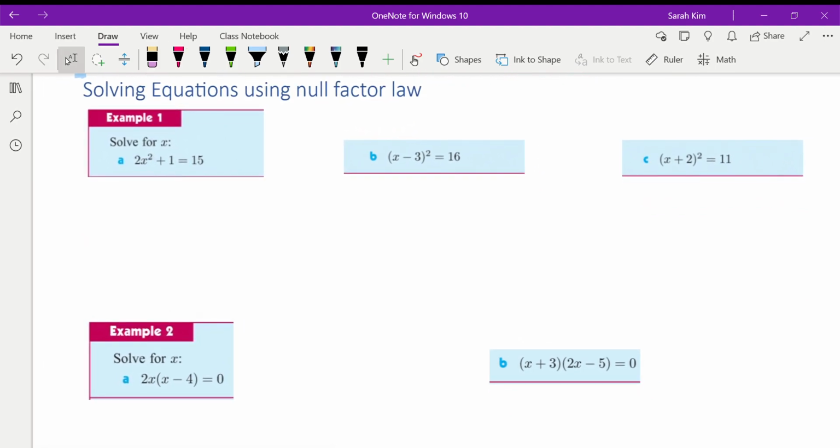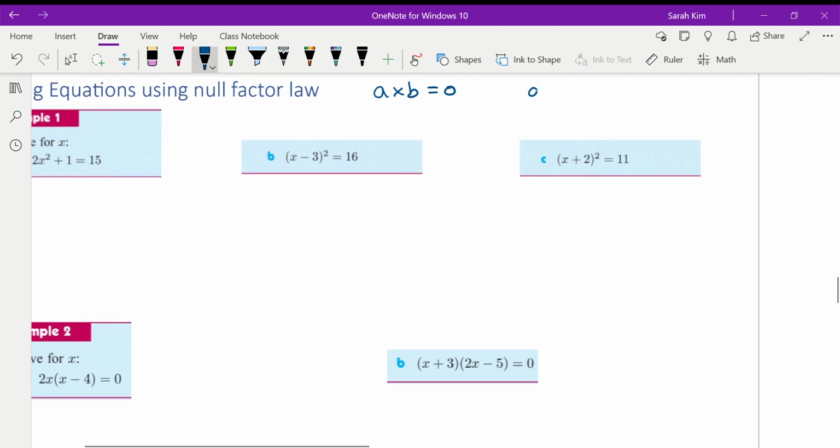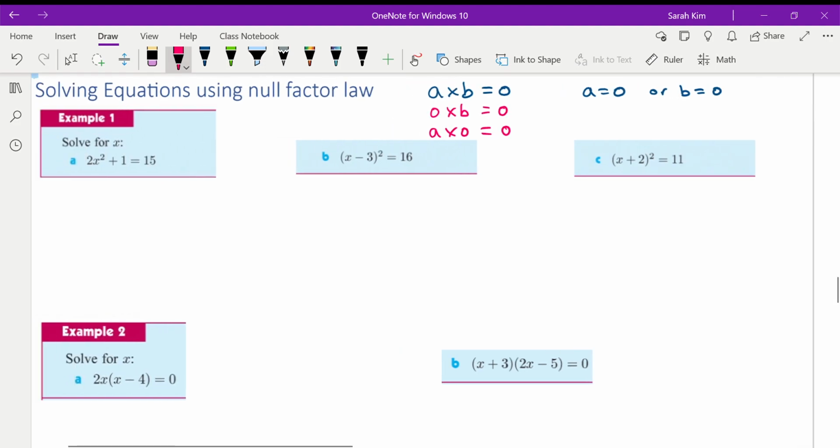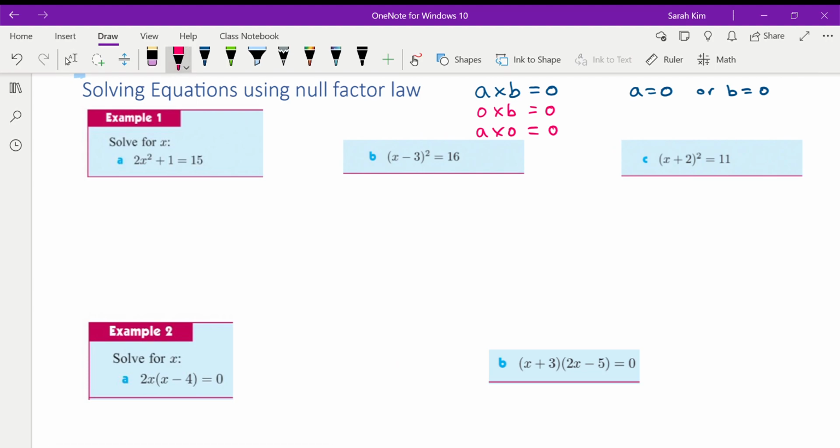Right, so now we are doing something a little bit different. We are solving equations using null factor law. Null factor law says, if there's an equation that says a times b equals 0, it means a could be 0 or b could be 0. We can have 2 answers equal to 0, okay? Because when a is 0, it'll look like 0 times b, which is 0. If b is 0, it'll be a times 0, which is 0, okay? So you can have 2 options, and that's what we're going to try to solve.